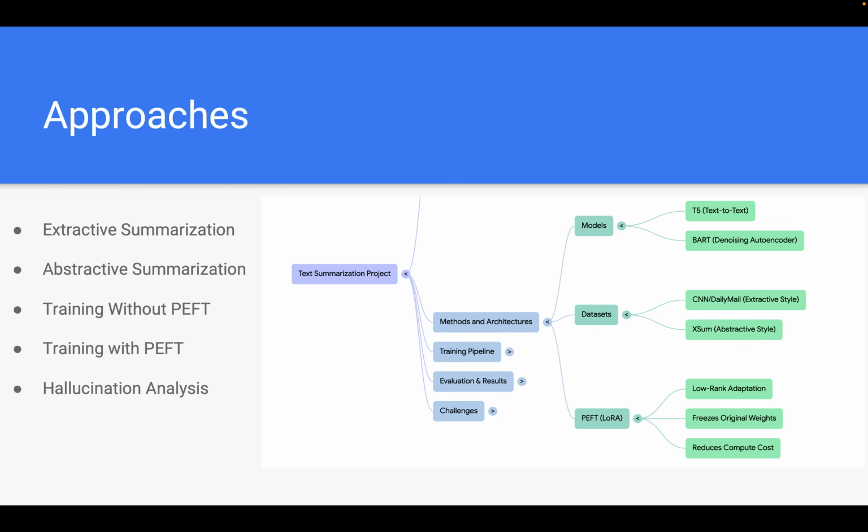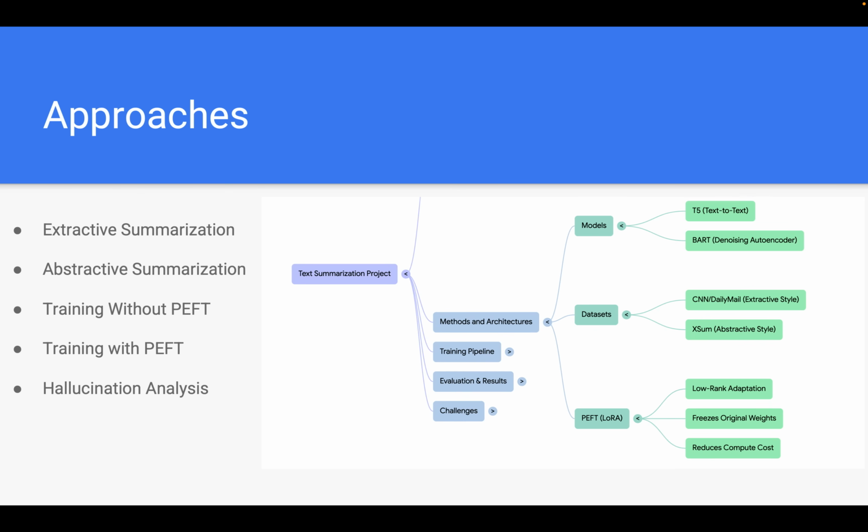What we'll be doing: we'll be looking into what an extractive summarization is and what an abstractive summarization is. We will be training without PEFT, we'll be training with PEFT, and then we will do the hallucination analysis, which is very important when we use large language models, because the model may start faking based on what data it has, right? You can see on the right there is a mind map of how the project has been modeled.